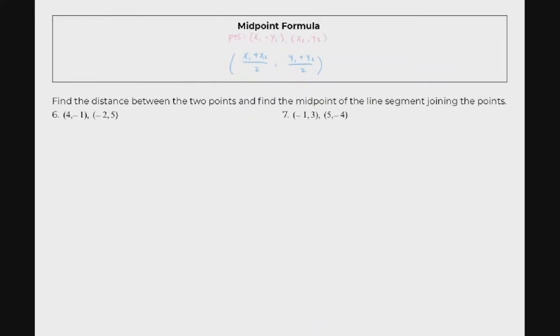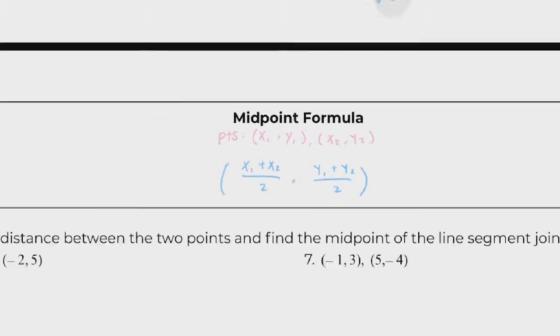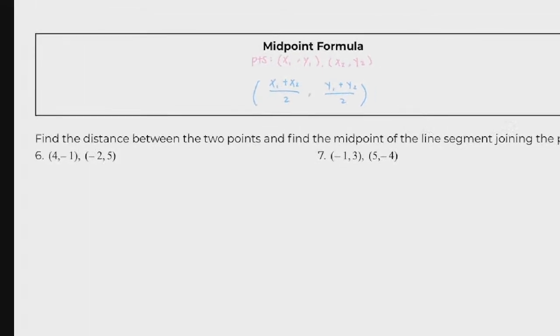Okay, next we have the midpoint formula. So if you're given 2 points x1, y1 and x2, y2, to find the midpoint, you're looking for the average. So you're going to add the two x values together, divided by 2, and same with the y values. Okay, so here we want to find the distance between the 2 points and find the midpoint of the line segment joining the points.